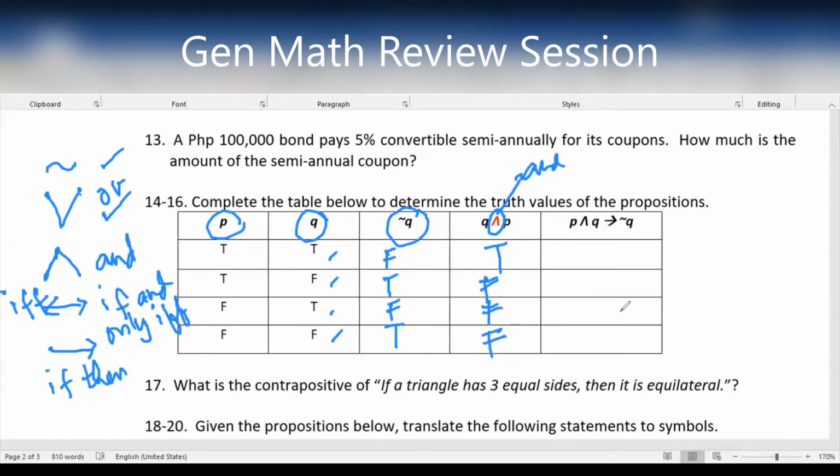Please chat your answer in sequence, even if horizontal when you chat, as long as they're in order. Which comes first: true, false, false, or whatever. So this time you have to combine P and Q. Then, if P and Q, then not Q. So please chat your answer. Either small letter or big letter T and F.